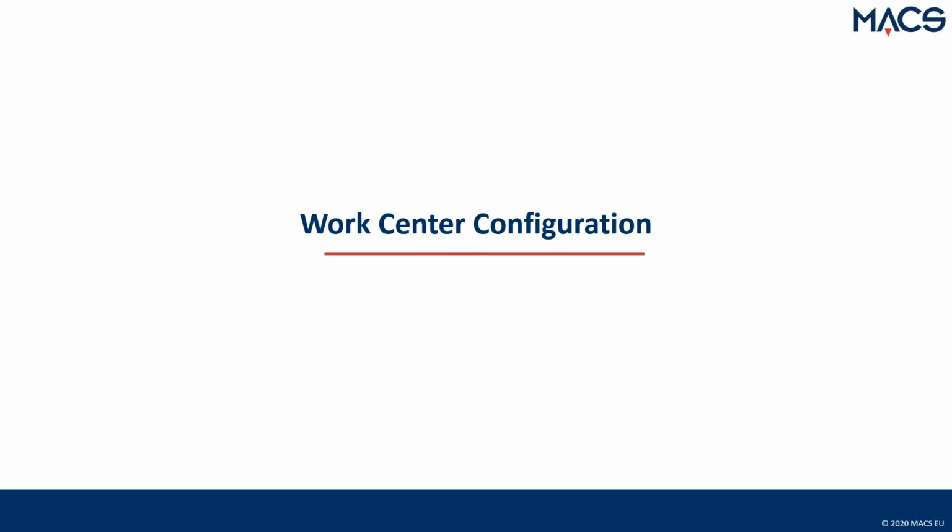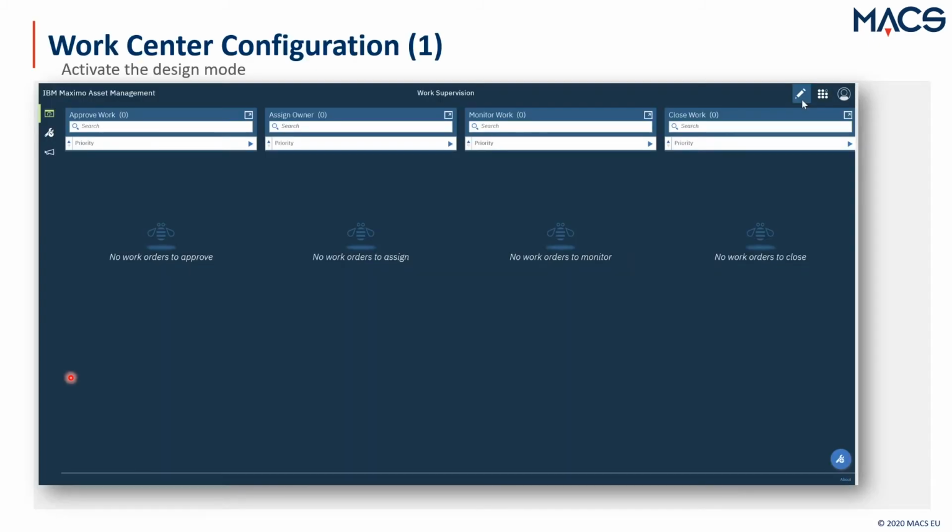And what this functionality actually does is give you this pencil on the right side above here. If you click on that pencil, you will activate the design mode for this particular work center. You can see I'm now at the Work Supervision Work Center. So you just open the Work Supervision Work Center, and when you see the pencil, you have the proper authorizations, then you can activate the design mode.